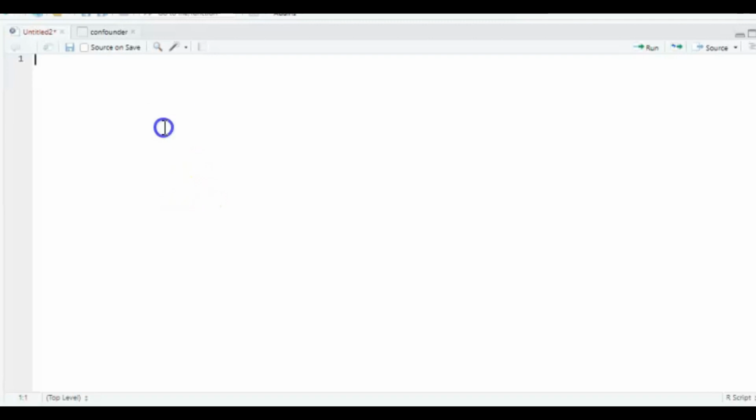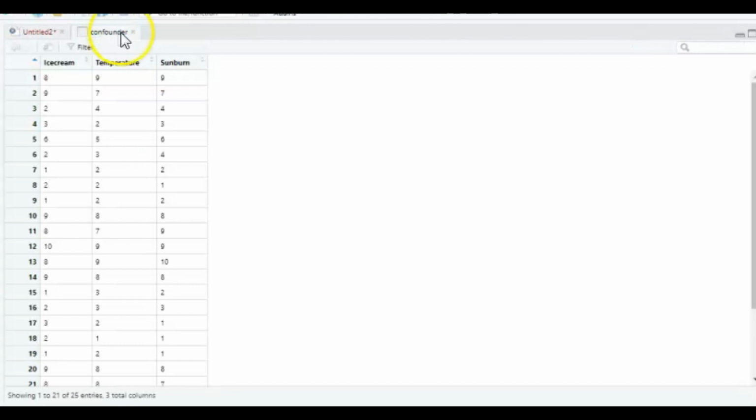Okay, so first of all, we open the tidyverse package as we do in every episode. So library(tidyverse) and Control Enter. And then we're going to use the same line as we did in the previous episode. The dataset we're using is the confounder dataset, which I made myself. And it shows the relationship between the amount of ice creams you eat in a month, the temperature in a month, and the amount of sunburns you get in a month.